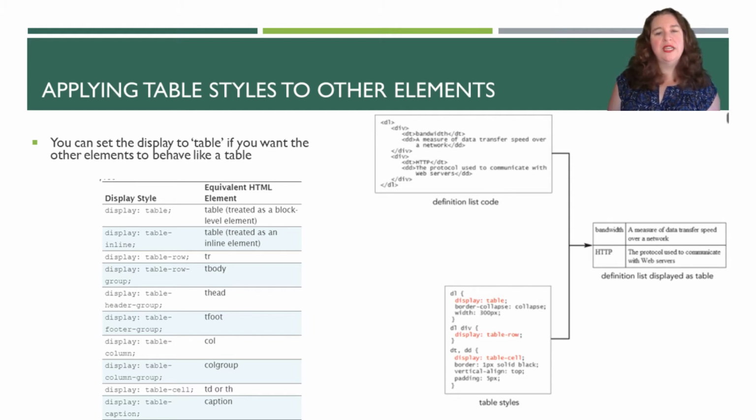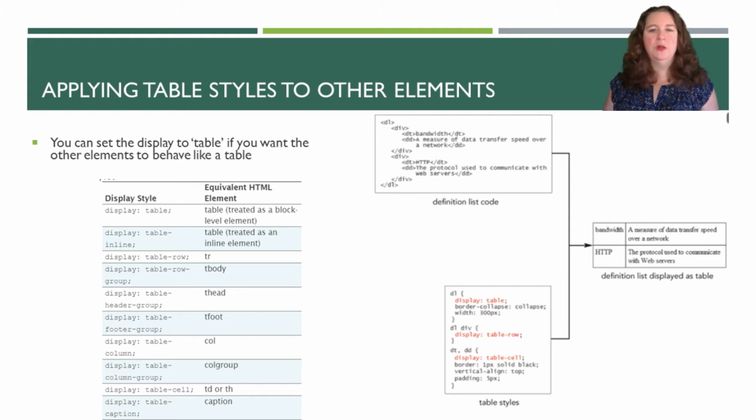So I can create, in this example, a descriptive list, and I can create my list saying that I want my list, my DL, to be the table, and my divs inside my DL to be the table rows. Then I can add the DT and the DD elements as my cells, and it will create a table description.